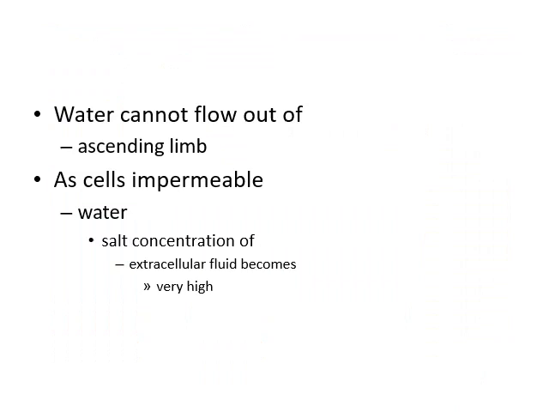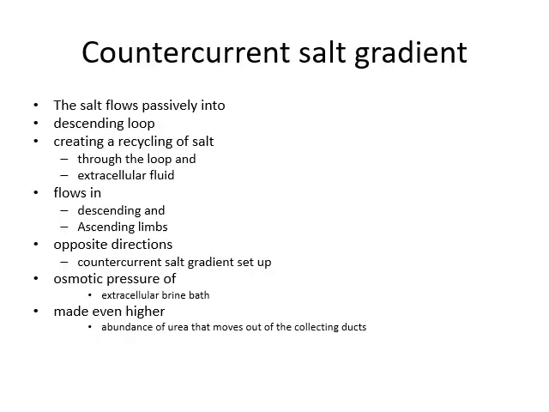Water cannot flow out of the ascending limb as the cells are impermeable to water. So the salt concentration of the extracellular fluid becomes very high. Counter current salt gradient: the salt flows passively into the descending loop, creating a recycling of salt through the loop and to the extracellular fluid that flows in the descending and ascending limb in opposite directions, as a counter current salt gradient setup.